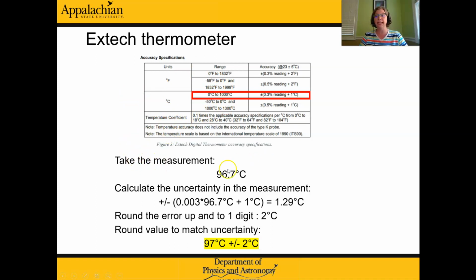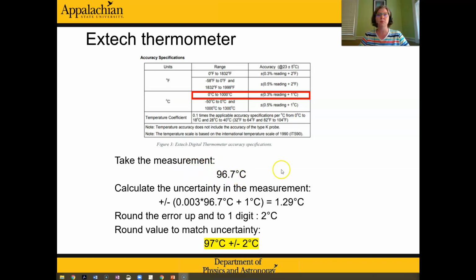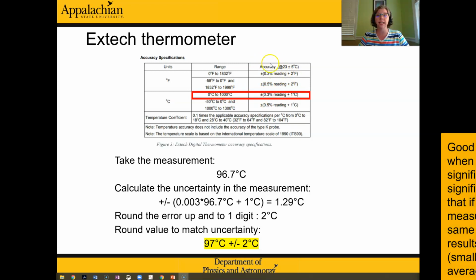First thing you want to do is take the measurement and see what the display shows. I'm taking a measurement of roughly boiling water, so I'm reading 96.7 degrees Celsius. Based on that value, I'm going to go to the accuracy specifications of the device, which are provided to you in the introduction of the lab. My temperature falls in the range of 0 to 1,000 degrees Celsius. Therefore, the precision, here indicated by accuracy but used to designate the uncertainty of the value, can be calculated based on this particular equation.